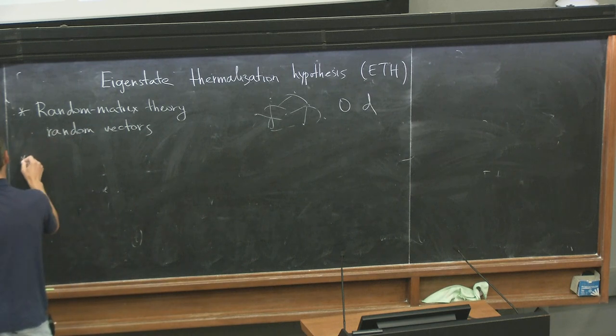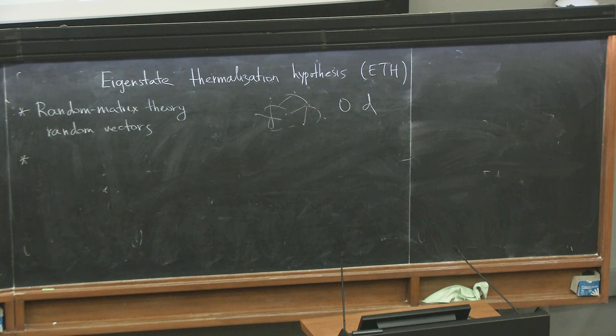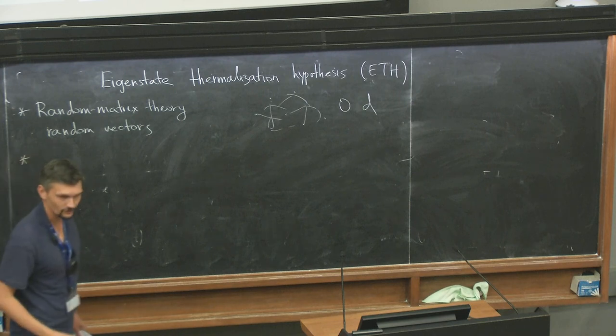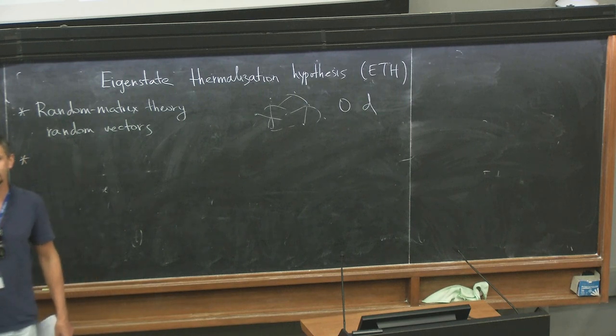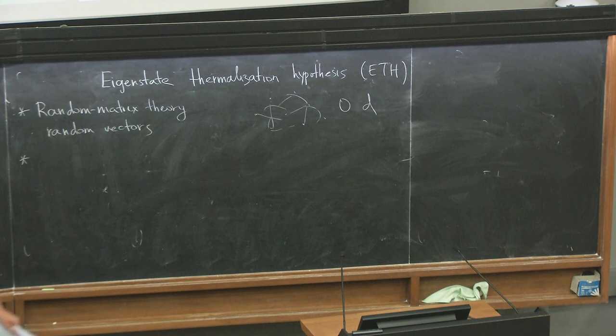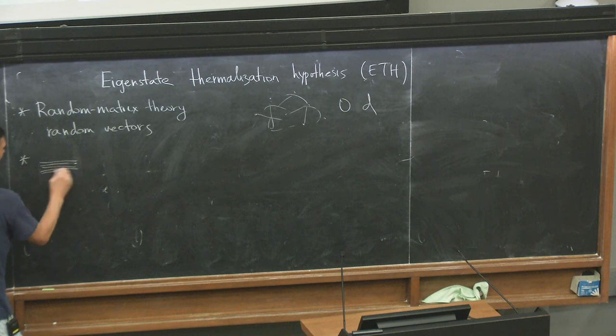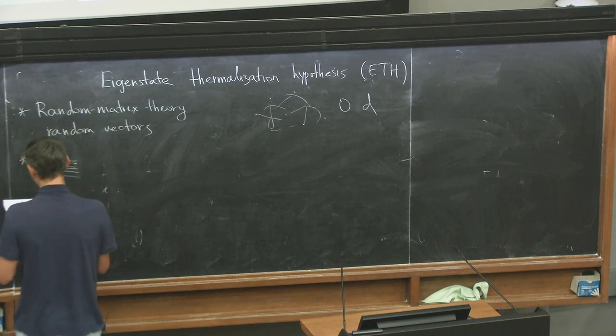And then ETH, as you learned, tells you that important aspects of this random matrix theory also show up in physical models with local interactions, of the type that I wrote half an hour ago on the blackboard. The intuition for why this happens, perhaps one way to understand it, is as follows.